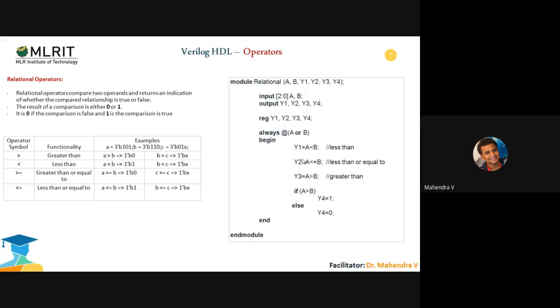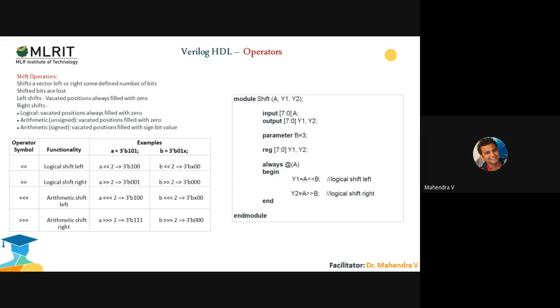The result of this comparison is also zeros and ones, and based on that, we take the decisions. Like here, if a greater than b, then the decision is y4 equal to 1, else y4 equal to 0. Now these are all relational operators, especially used in behavioral description. That's why I am explaining the operators which are used in behavioral description.